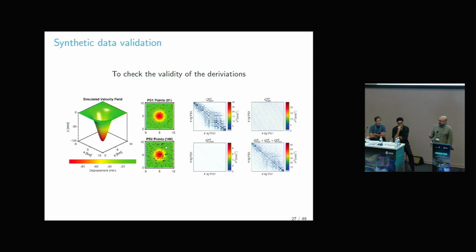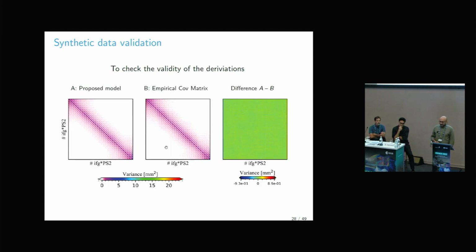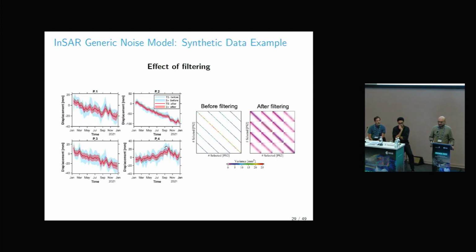Just to check the validity of the final equations, we simulate a very simple scenario. We simulate different noise components, and we use our proposed analytical closed-form equation to find the covariance matrix. I call it A here. Also, we have an empirical covariance matrix, made by producing 1,000 realizations of the noise, doing the same processing on all 1,000 realizations, and getting the empirical covariance matrix. When we look at these two, the final covariance matrices are very similar, and it validated the equation, at least the propagation is correct.